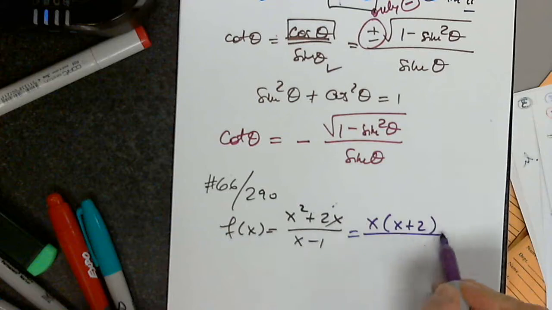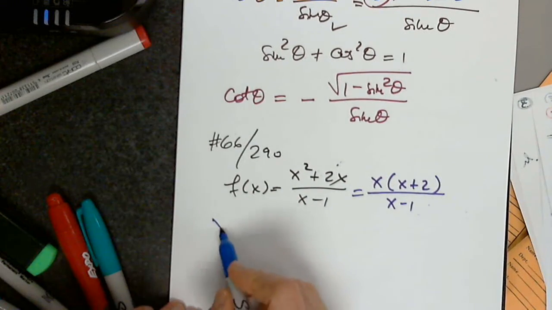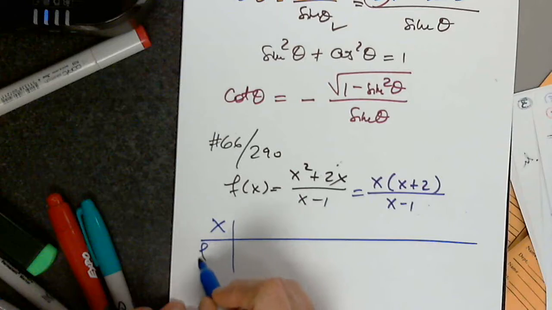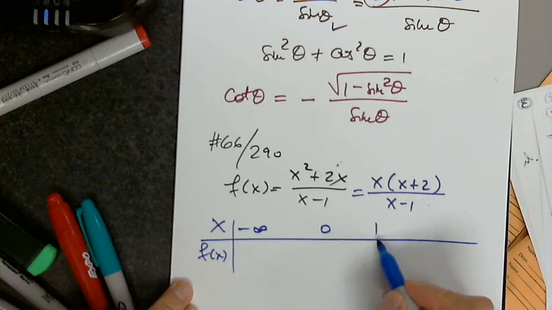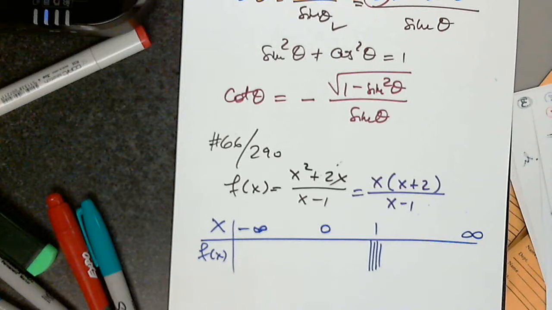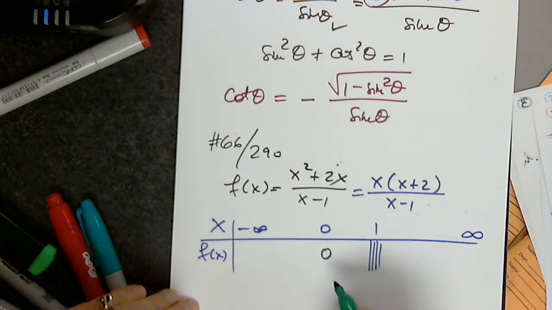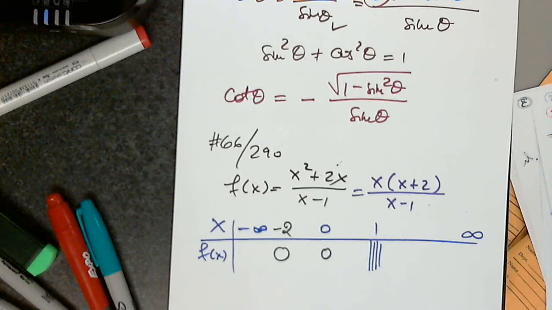Pull the x out. This is very important. If I had to factor the denominator, I would have done that as well. Perfect. So now I will start with the domain. What is the domain of this function? Anything but 1. So negative infinity to 1, union 1 to infinity. Good. What are the x-intercepts? When is the fraction 0? When x equals 0, or x equals -2. Exactly. So we already found the two x-intercepts.